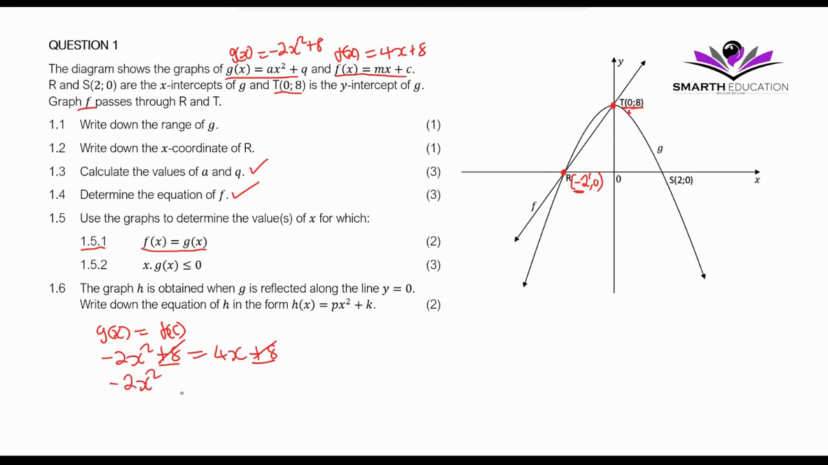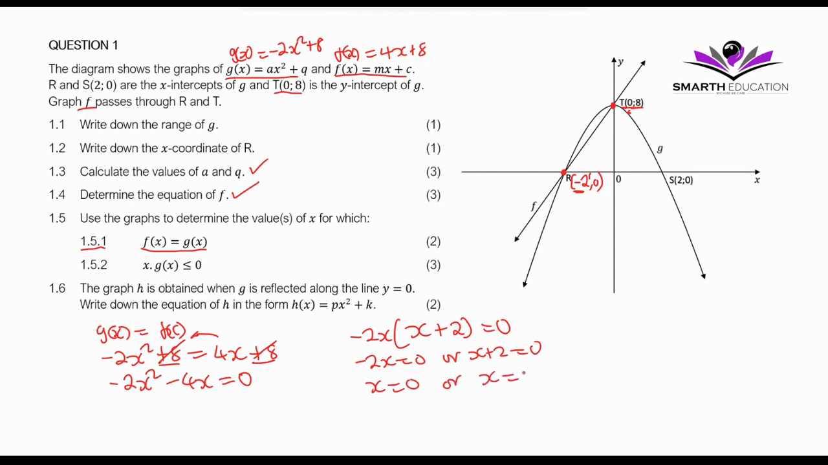-2x². Let me bring 4x this side: -2x² - 4x is equal to 0. We can factor out -2x, and then we get -2x(x + 2) is equal to 0. Therefore, -2x is equal to 0, or x + 2 is equal to 0. Therefore, x is equal to 0, or x is equal to -2.